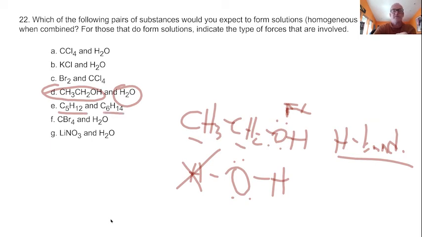C5H12, C6H14, they're both hydrocarbons. Hydrocarbons are very nonpolar. There's no net bond dipole there, no net dipole. Again, they're only capable of dispersion. They will mix together. And so if you have two things that are completely hydrophobic, they mix together just fine. If you have something that's completely hydrophobic and something polar, they won't mix, because the polar thing would rather interact with itself. That's a much more stable interaction.